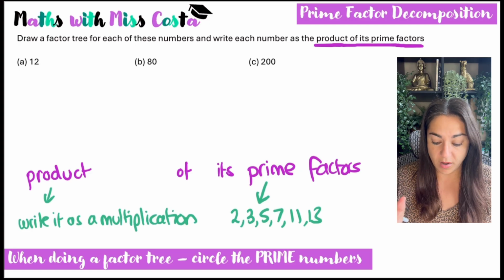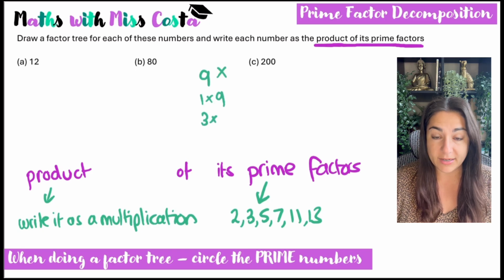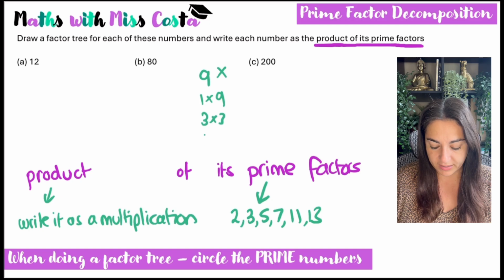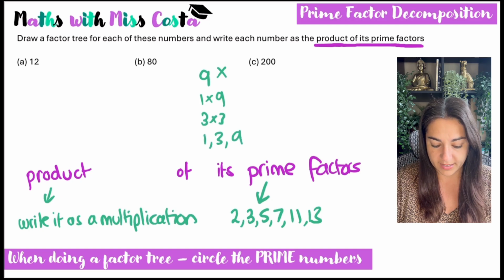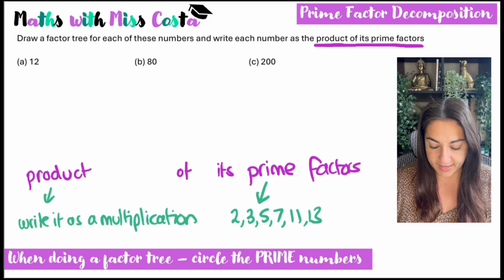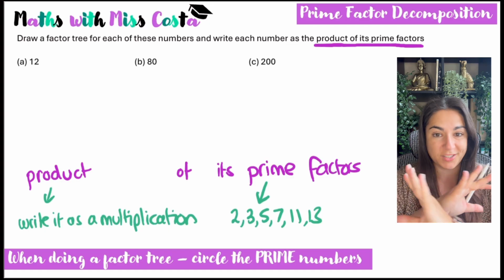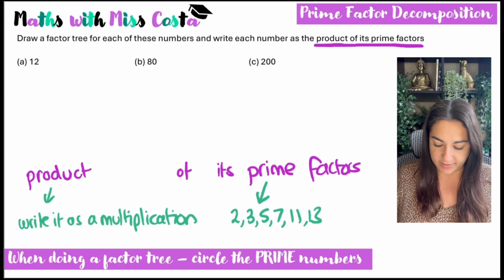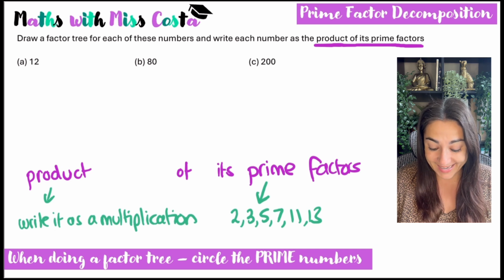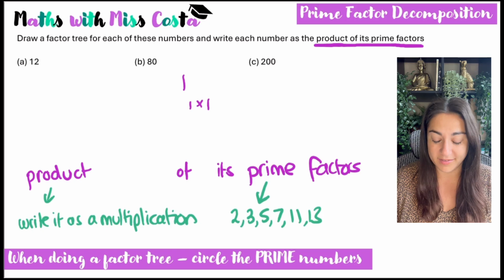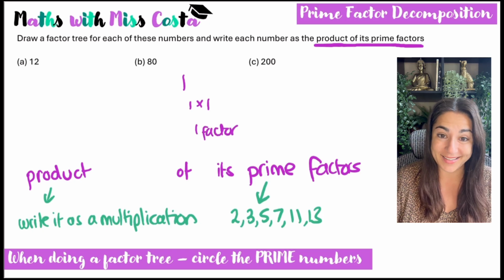So 9 is not a prime number because 1 times 9 makes 9, but 3 times 3 also makes 9. So 9 has 3 factors, 1, 3, and 9. Okay, so if anything has anything else apart from 1 and itself that multiplies into it, it's not a prime number. And that's why 1 is not a prime number, because sadly, the only way you can make 1 is by multiplying 1 by 1. So it only has 1 factor, which is 1. 1 is truly the loneliest number.